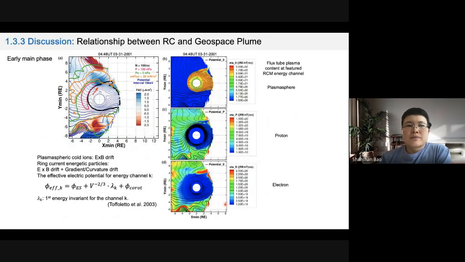In the RCM language, plasmasphere cold ions follow the E cross B drift, but ring current energetic particles have an effective electric potential that combines the E cross B drift and the gradient curvature drift. So their effective potential is decided by their first energy invariant for a certain channel.